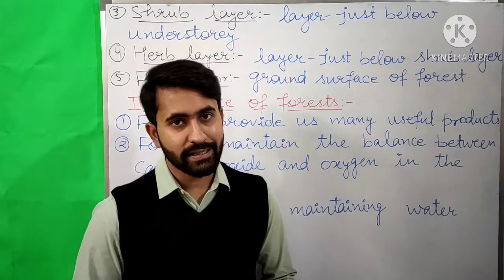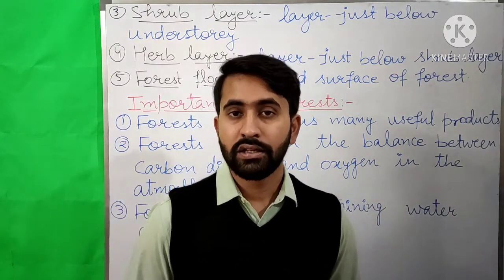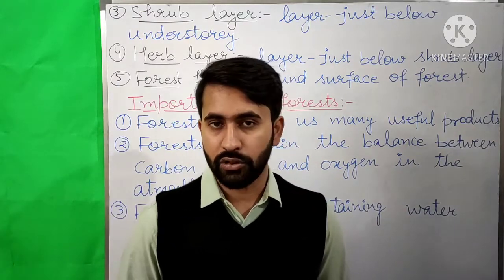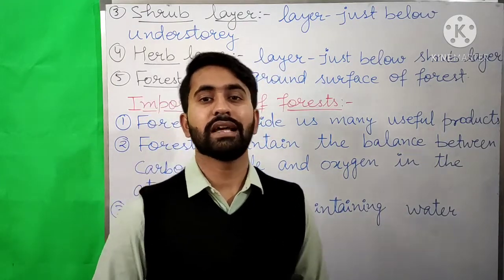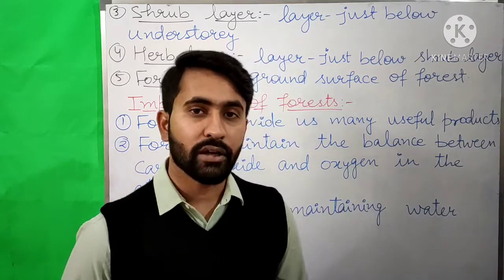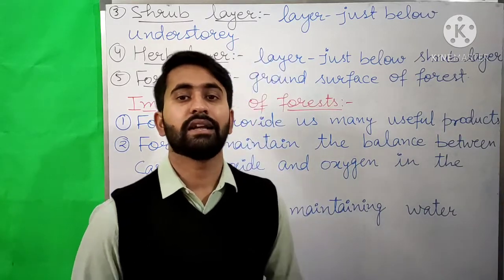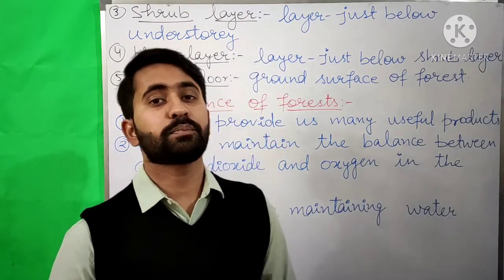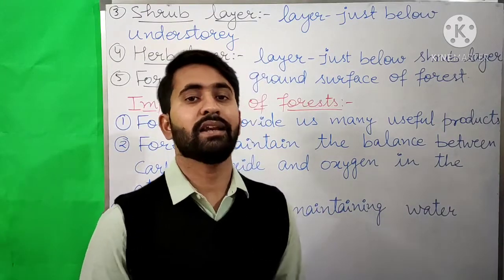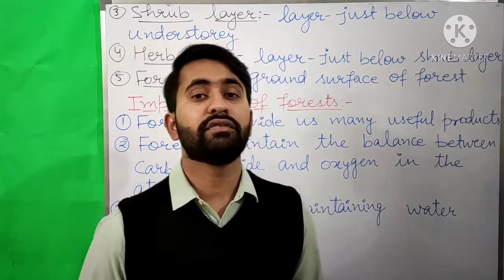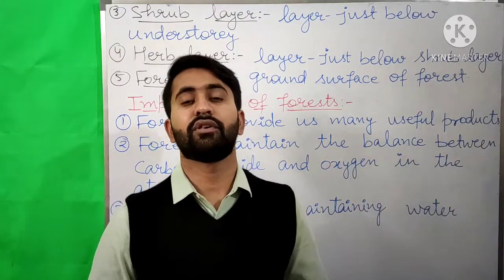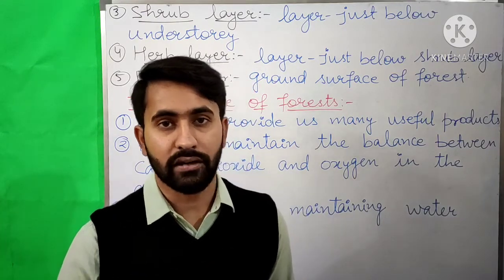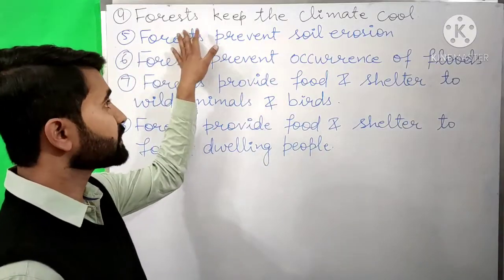When there are lesser number of trees in the forest, lesser amount of water vapors are released in the atmosphere, due to which less rainfall occurs. And because of less rainfall, fewer new trees grow in the forest, and this process is repeated again and again, and the area which was once having a thick forest can become a desert having no vegetation at all. Forests keep the climate cool.